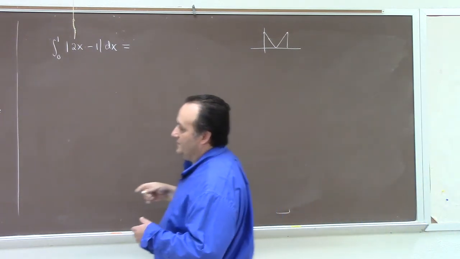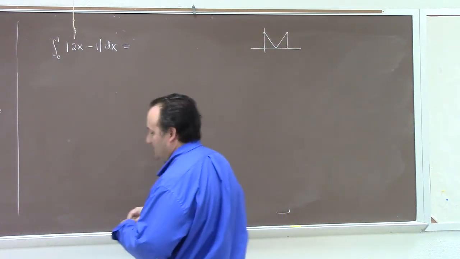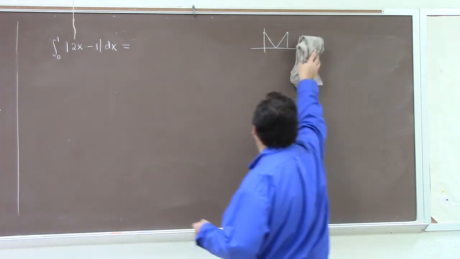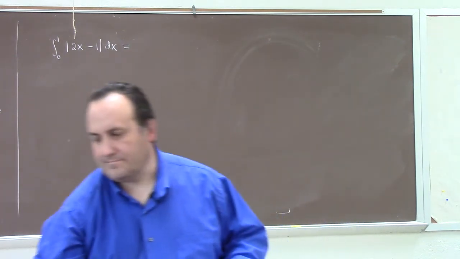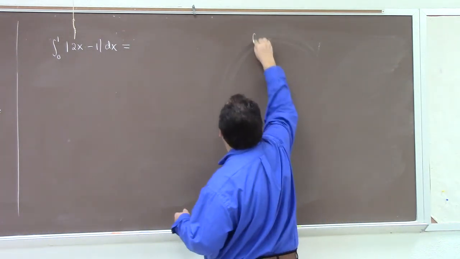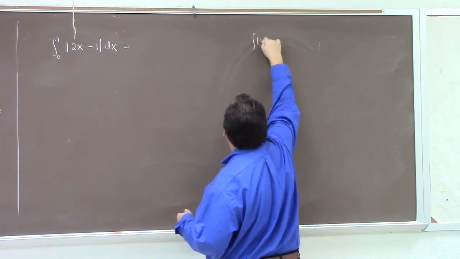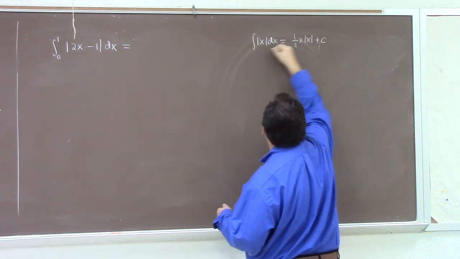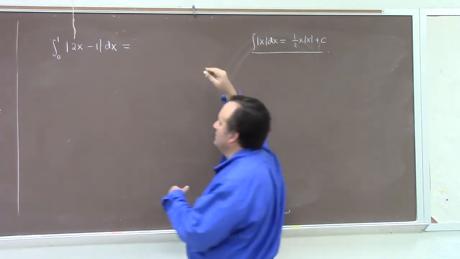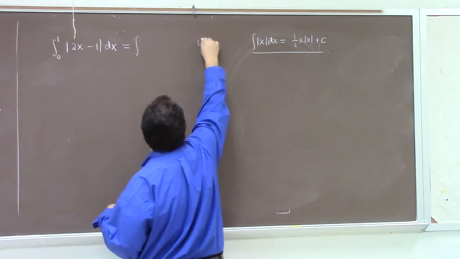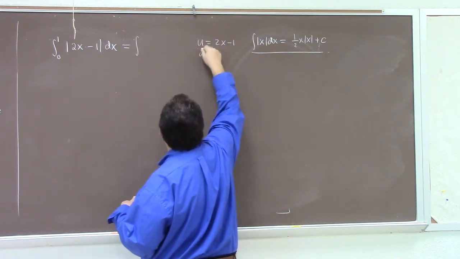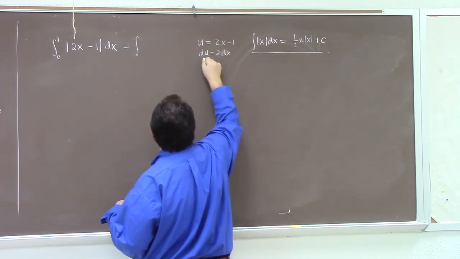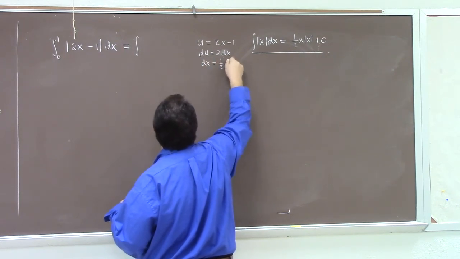So, setting aside the fact that I just see an obvious non-calculus-based way to calculate the area here, set that aside. I want to showcase this formula, the integral of absolute value of x dx is equal to 1 half x absolute value of x plus a constant. Okay, so I would make a u substitution. So I'd let u equal 2x minus 1. So du is 2dx, right? So dx is 1 half du.